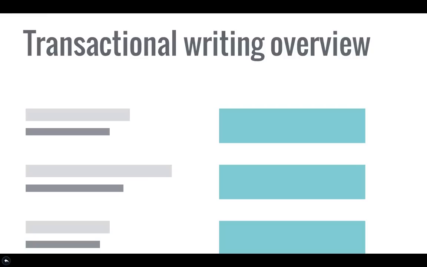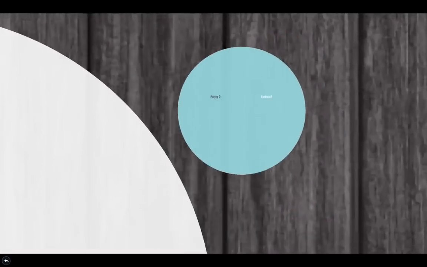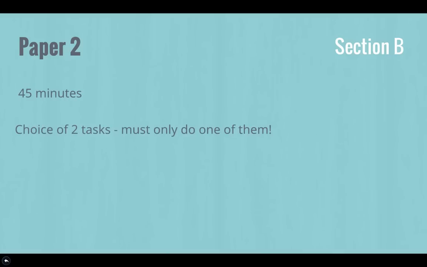Okay, let's begin with a very broad overview of the transactional writing. So we'll start by looking at paper 2. The transactional writing appears in section B of paper 2 of the new 9-1 Edexcel GCSE English Language exams. You have a total of 45 minutes to produce your transactional writing response. There will always be a choice of 2 tasks.